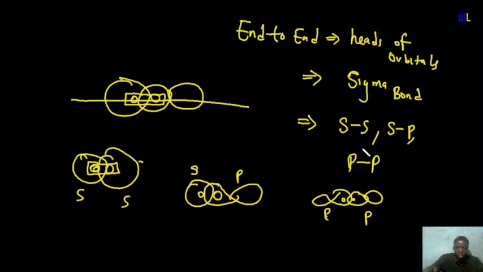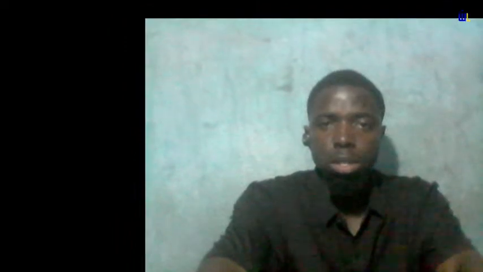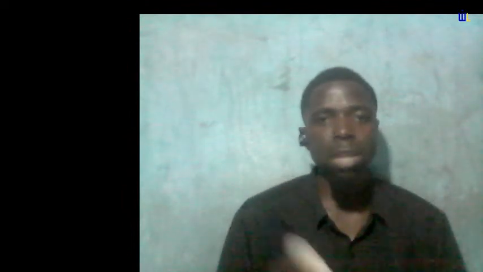Now, the next type of covalent bond that we are going to consider is formed as a result of parallel overlapping. Just as the name is parallel, when you hear parallel, you're looking at side by side. So if we are to just increase this to make us see what I'm doing, sorry. So once you are looking at a parallel overlapping, number one is that parallel overlapping only occurs between similar orbitals.